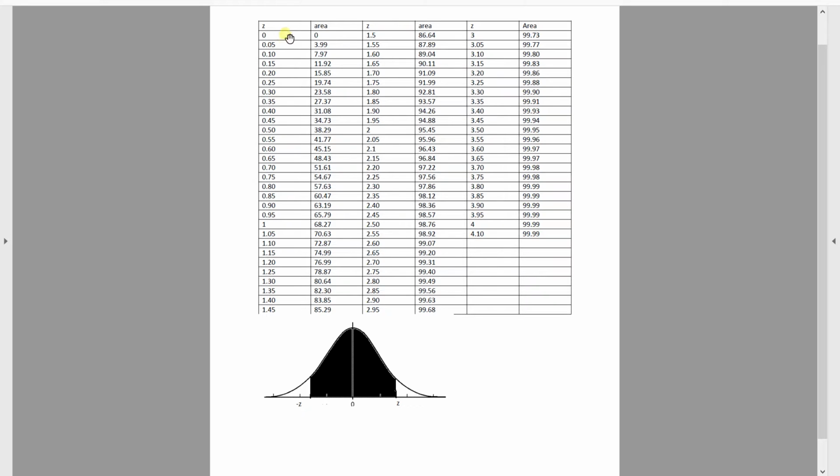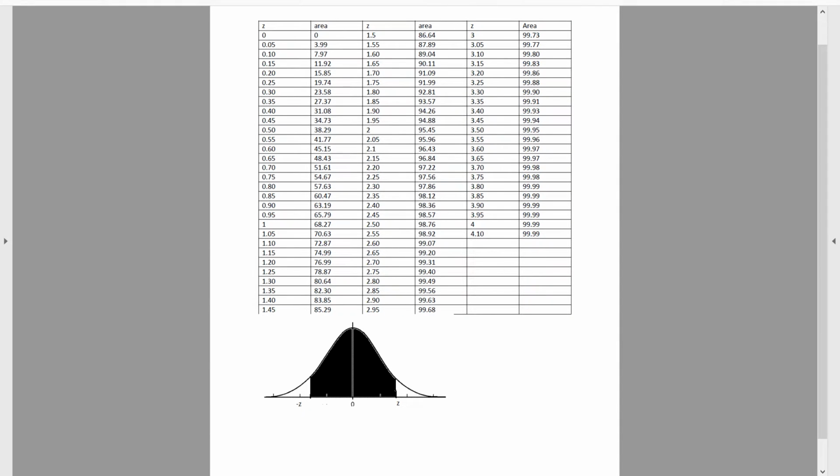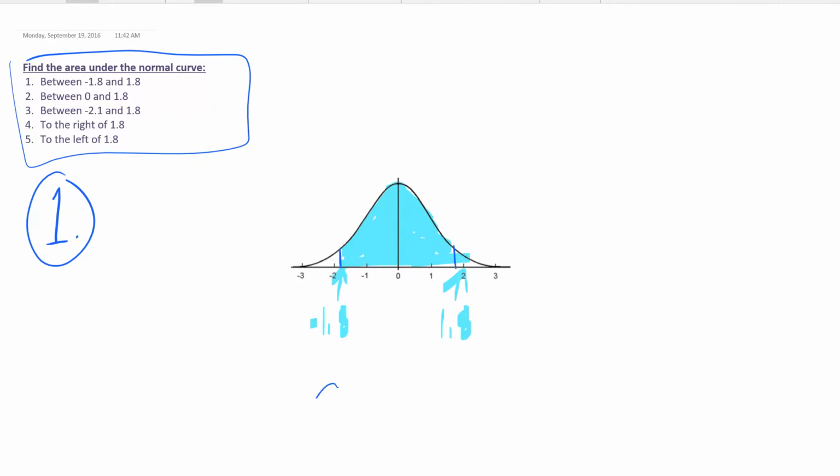We go up to the table, look for z equal to 1.8, and 1.8 is right here. The corresponding area is 92.81. That means the area under the normal curve between negative 1.8 and 1.8 is 92.81 according to the table.